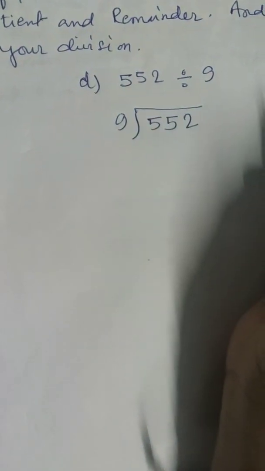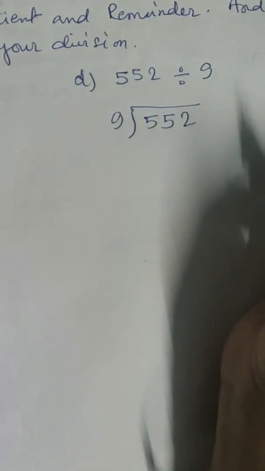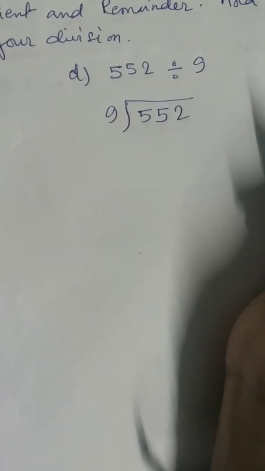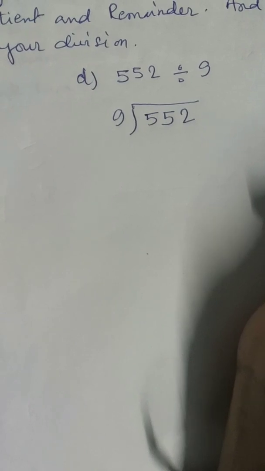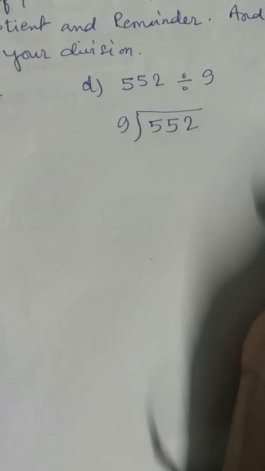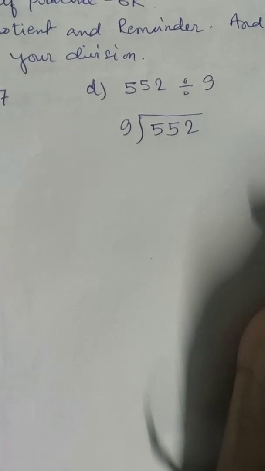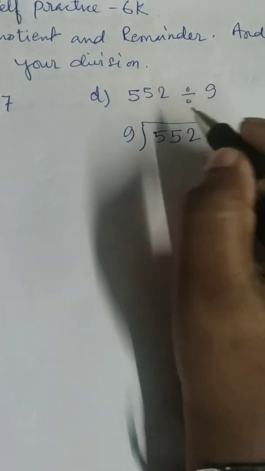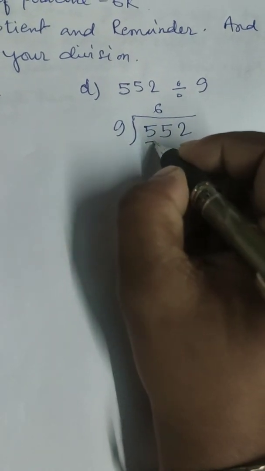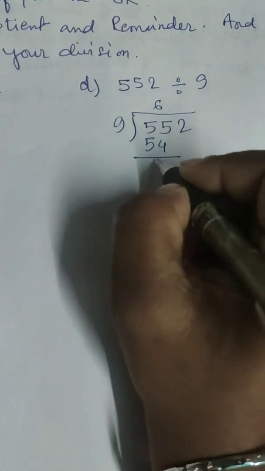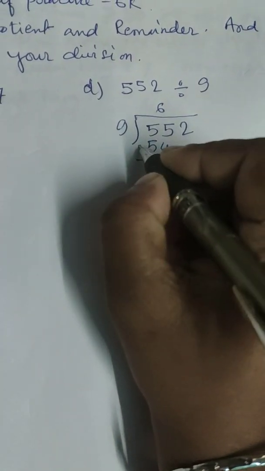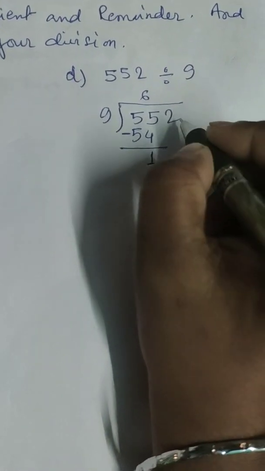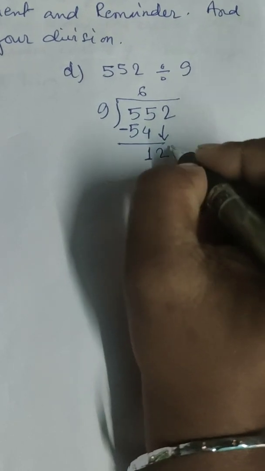Our divisor is 9, so we have to read the multiplication table of 9. 9 ones are 9, 9 twos are 18, 9 threes are 27, 9 fours are 36, 9 fives are 45, 9 sixes are 54, 9 sevens are 63. 63 is greater than 55, so we will take 9 sixes, which are 54. So we are left with 1 after subtraction. Then this 2 will come down.